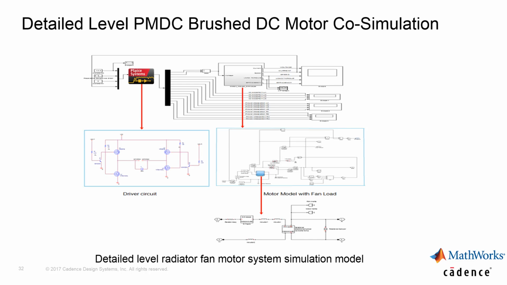So this is a detail level brush DC motor co-simulation example. At the top, what we are showing you is a motor model with a fan load designed in Simulink. You can descend into it and look at the multiple different abstraction levels. And on the left-hand side, what we are showing you is a driver circuit model designed in PSpice. So the motor model is designed in Simulink, and the driver circuitry is designed in PSpice. And what we are showing you is that using the PSpice system options, you can co-simulate them both together.